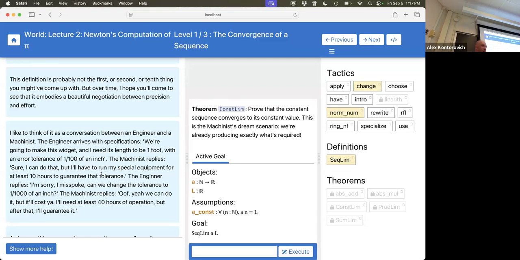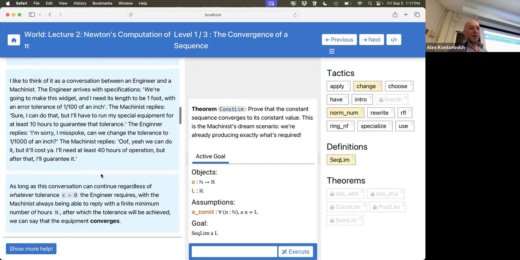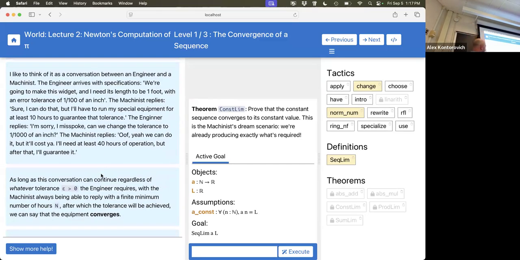You envision this scenario? And so as long as this conversation can continue, no matter what tolerance the engineer comes up with, the engineer can't say, make it exactly 1 foot. There's no such thing as exactly 1 foot. It's always within a tolerance. So what's the tolerance that you'll allow me? No matter what tolerance epsilon, as long as it's positive, the engineer asks of the machinist, the machinist will say, okay, this is how many hours I'm going to need.